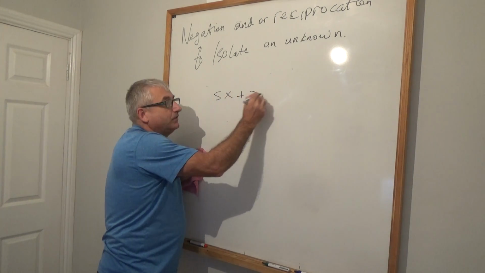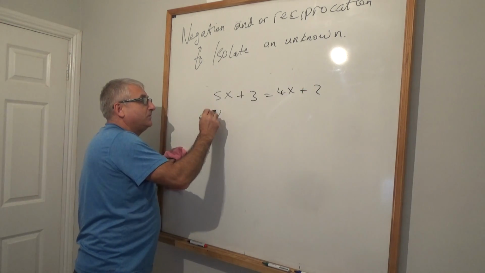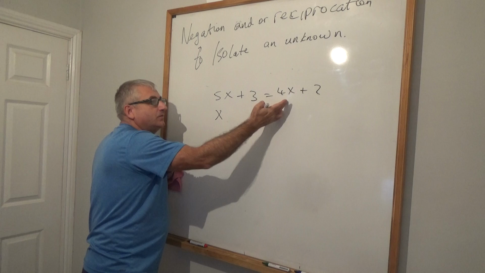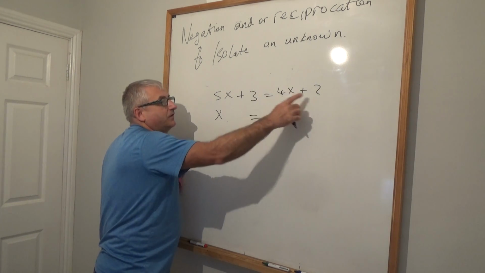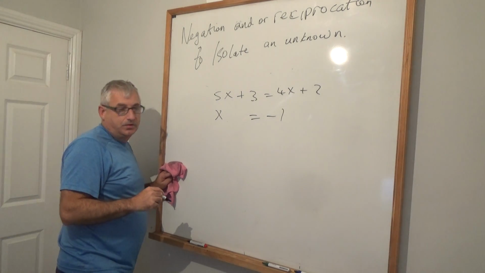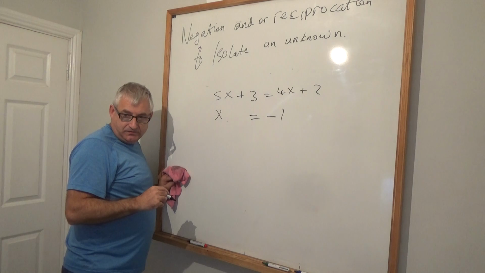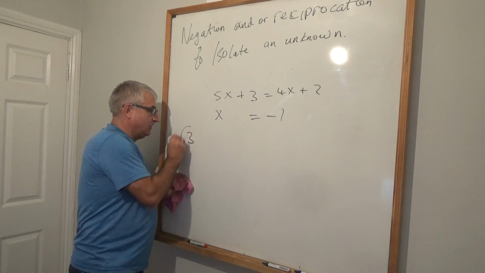5x plus 3 equals 4x plus 2. Negate the 4x, giving me x on the left, 5x take away 4x. Negate the 3, giving me negative 1 on the far side, that's 2 take away 3. Yeah, these are a mess because they're not labelled at all. So we'll go to question 3.